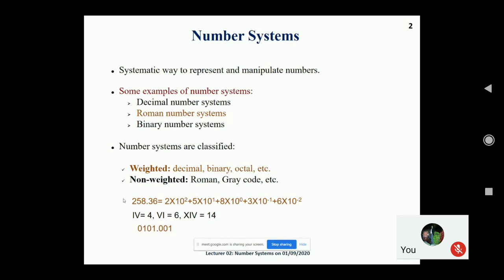Okay, suppose, why is decimal called a weighted number? See here, I am providing one particular example, 258.36 equals.